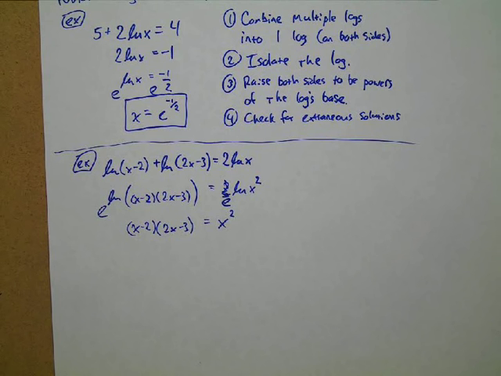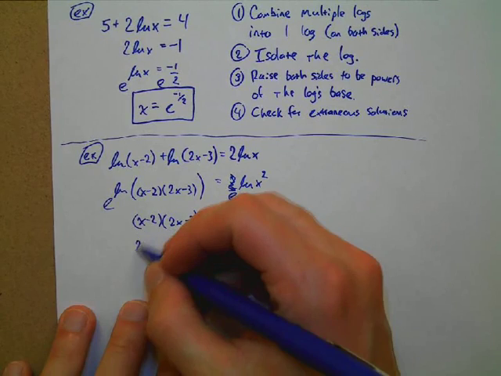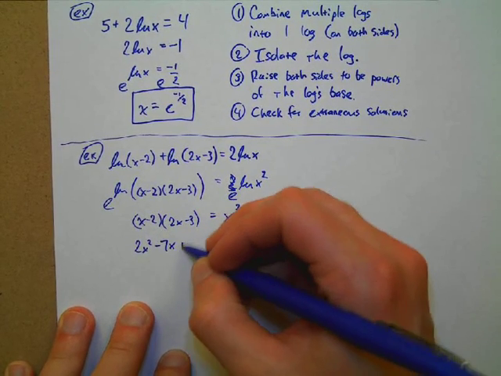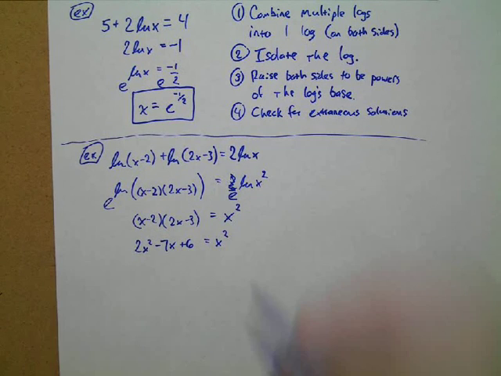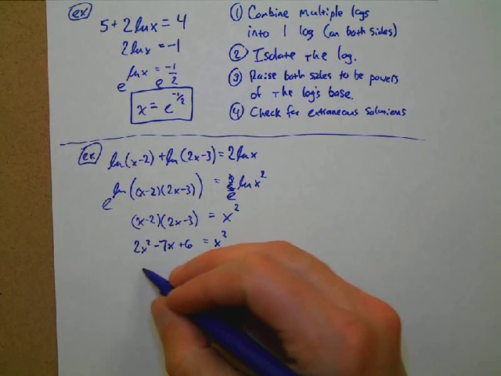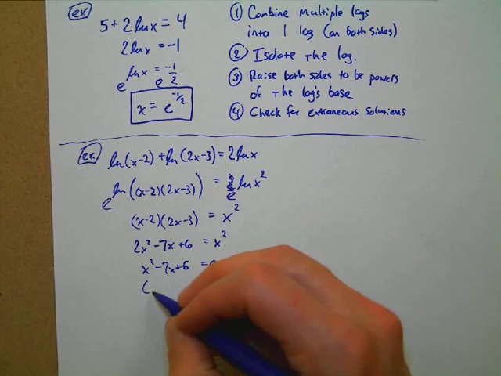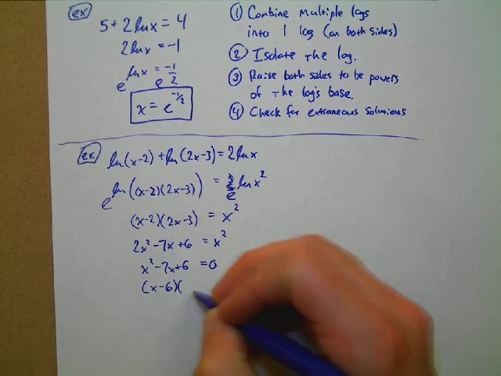So at this point, we need to multiply this out, right? So we get 2x squared minus 4x minus 3x, so minus 7x plus 6 equals x squared. And what should we do from here? Subtract that x squared over, that's right. x squared minus 7x plus 6 equals 0, which factors. So we get x equals 6, x equals 1.